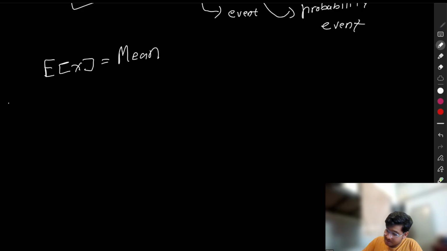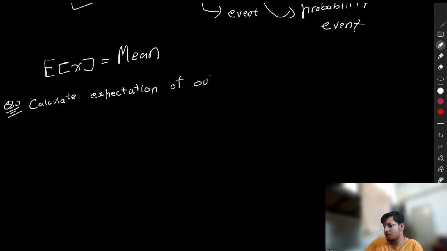Now let me give you a question. Calculate expectation for the outcome of one die roll. So you have to calculate the expectation when you roll one die.